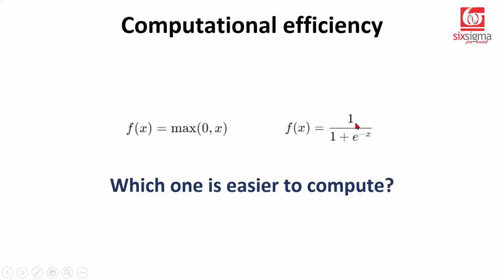And what would this function be? 1 over 1 plus e raised to the power negative 1, where e is 2.718. I hope you get the point. This will be a more complex calculation compared to just finding the max. So if our activation function is easy to compute, it will be called computationally efficient. And this is another property that we might want to keep in mind when choosing the activation function.